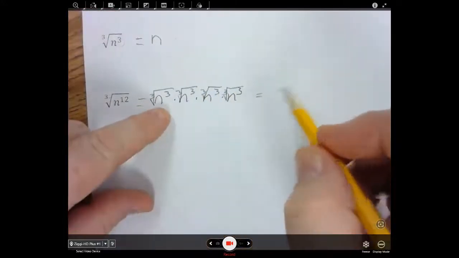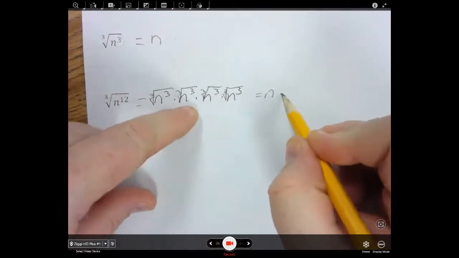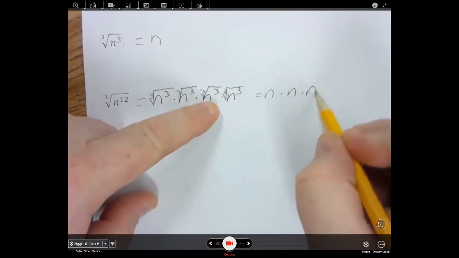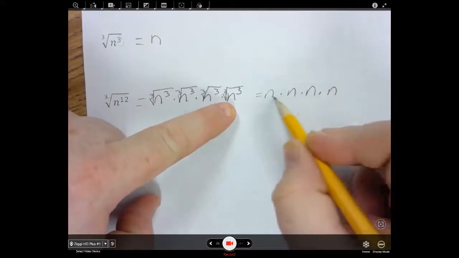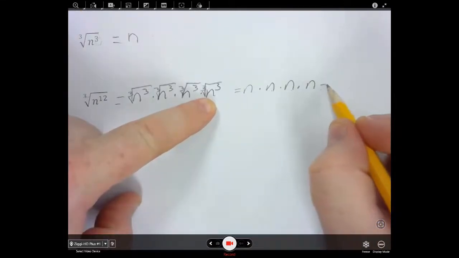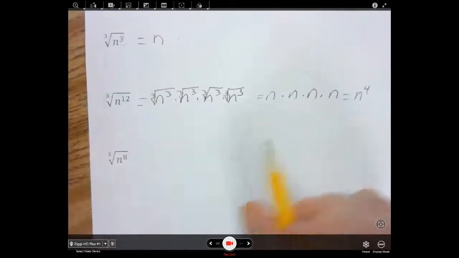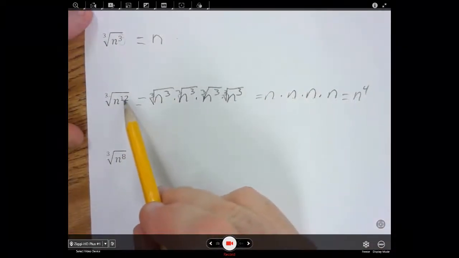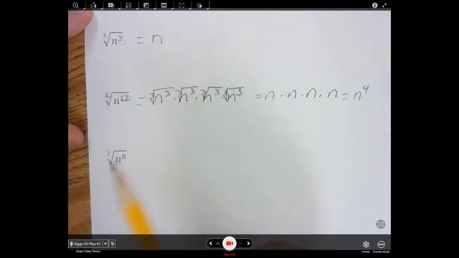And we're going to take the cube root of each one of these individually. The cube root of n to the third is n, and again n, and again n, and n to the third again is n. n times n times n times n is n to the fourth power. And you might know that that 4 comes from the 12 divided by the root. But 12 is a multiple of 3, and that's why that works.